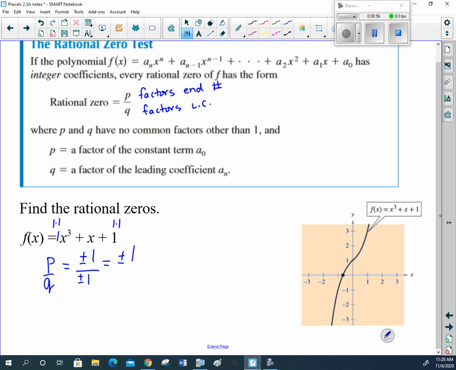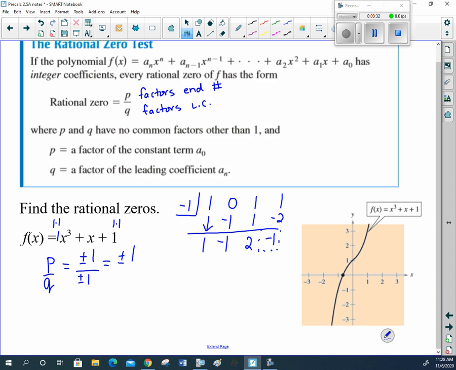Okay, so let's run it through a chart. We can pick 1 or we can pick -1. Which one do we want to pick? Doesn't matter. -1. Okay, if you take -1 and you run it through your synthetic chart, remember to put a 0 in for your x squared. So -1 times 1 is -1. Add straight down. 1, 2, -2, -1. You didn't get a 0 on the end, so that means -1 is not a rational solution.